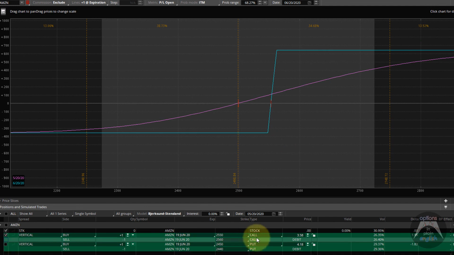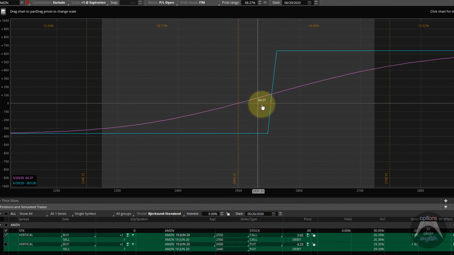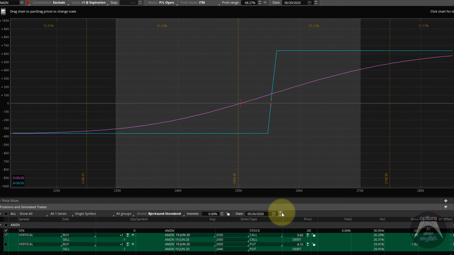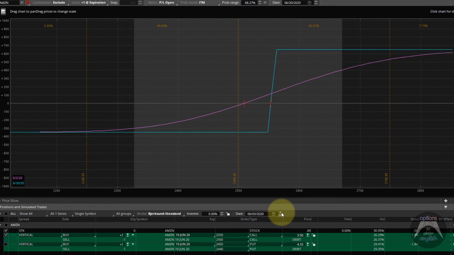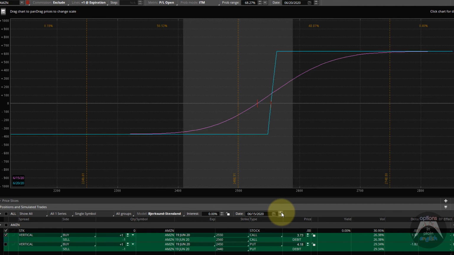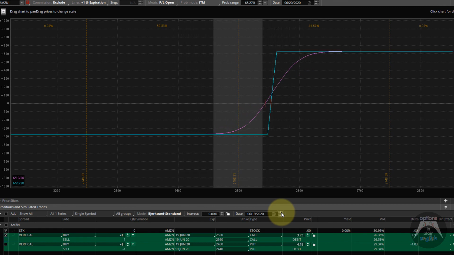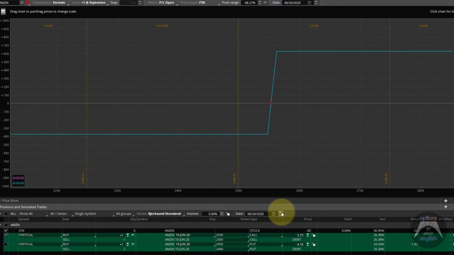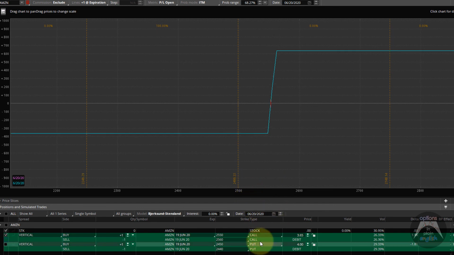Okay, now I'm going to simulate time passing. Look at the purple line. This is the important thing here. So still we're doing the long call spread. Look at the purple line. As time passes, that purple line is going to start getting closer and closer to the actual expiration line until it actually expires right there.